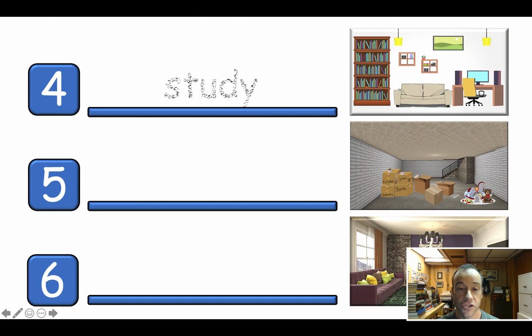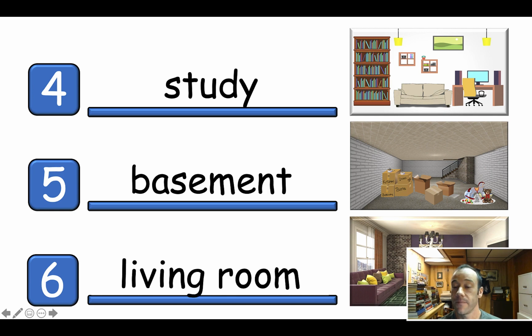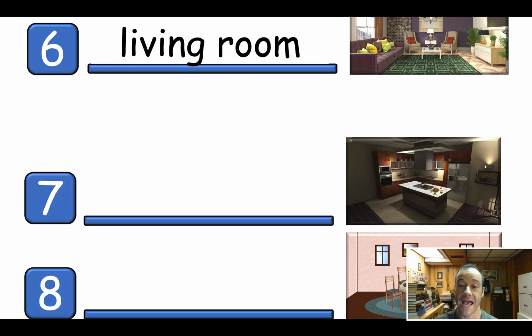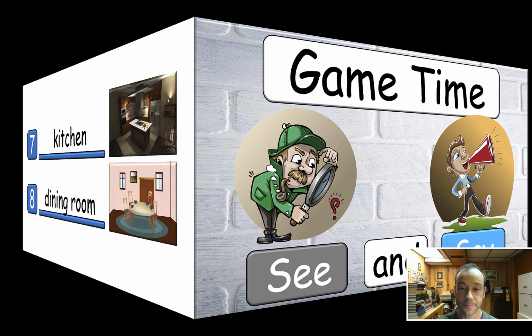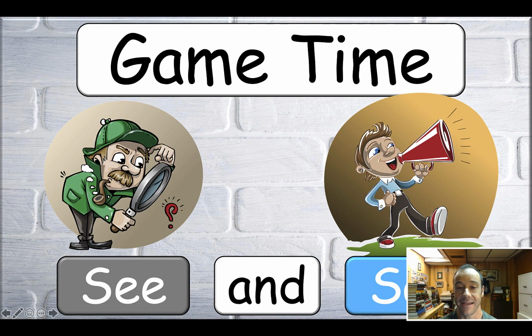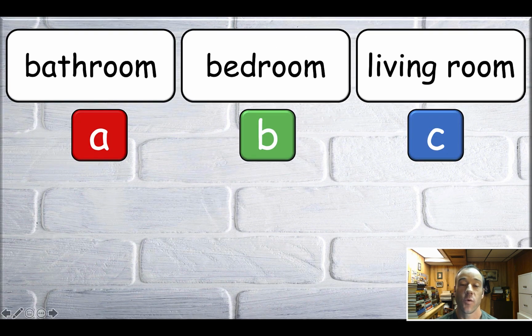Okay? Again, we're just trying to reinforce as many times as we can before we start adding in the question and the sentence and all that stuff. Okay? All right, game time. See and say. So in this game, what they need to do is say what that was, okay? So it flew by really quickly, and they need to say which one it is.